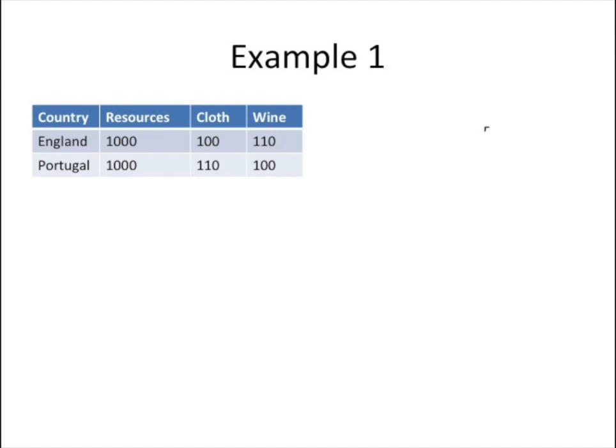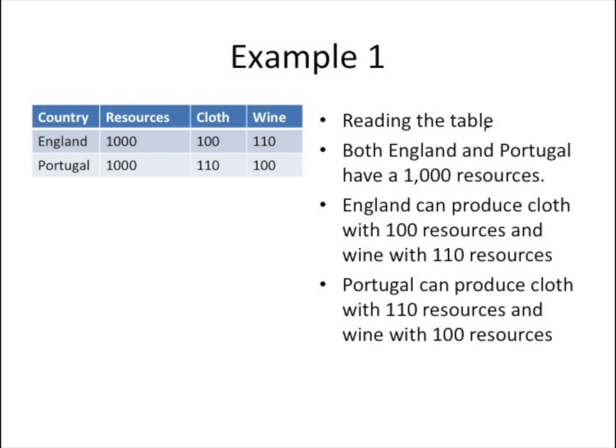Here's the simple table that Ricardo used. We have two countries, England and Portugal, and each country has a resource, and they are going to produce two products, cloth and wine. Now we're going to talk about the numbers in that sheet and what they mean. Both England and Portugal have 1,000 resources, and those are some physical unit. You could think of them in dollars, but they're actually some physical unit that are used to produce either cloth or wine. Both countries have 1,000 resources.